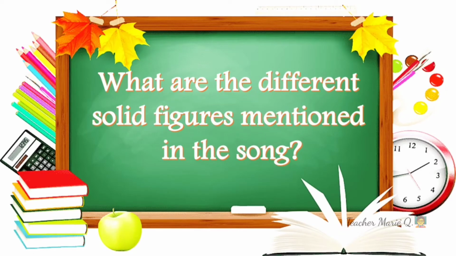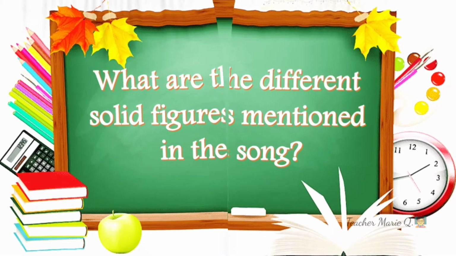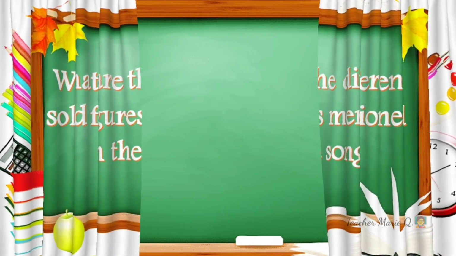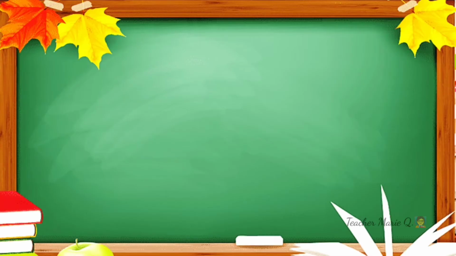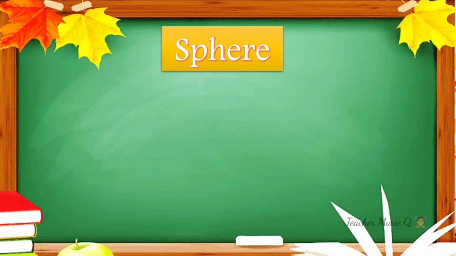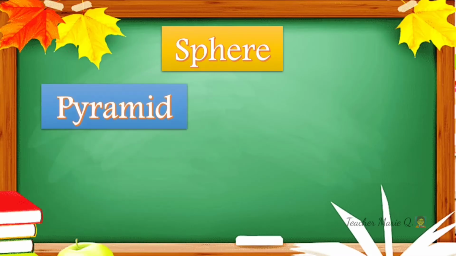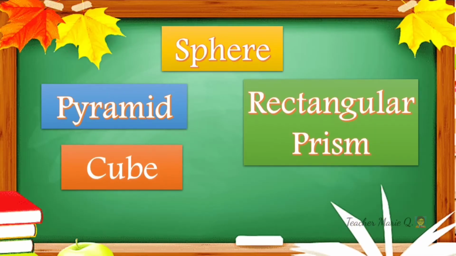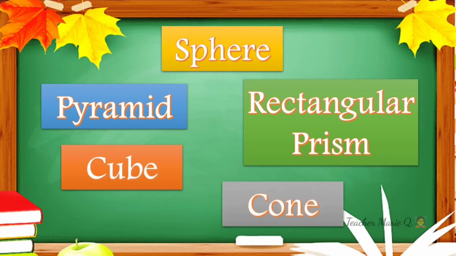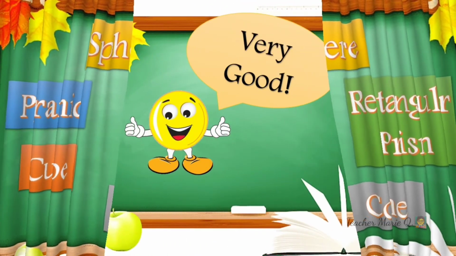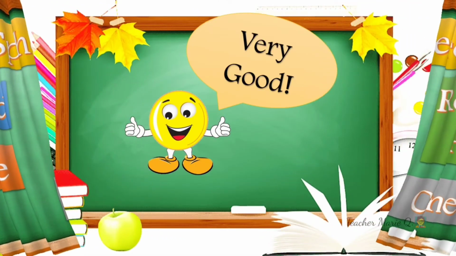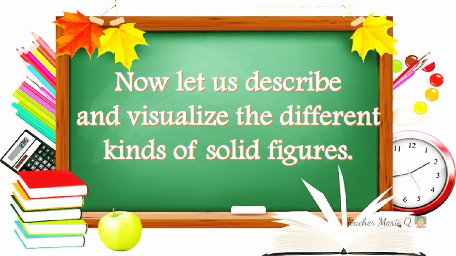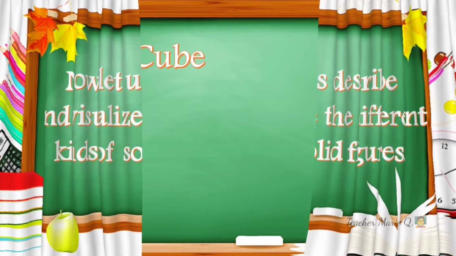Have you enjoyed listening to the song? What are the different solid figures mentioned in the song? Can you give me a name of a solid figure? That's right, sphere. What else? Pyramid. Correct. Cube. Awesome. Rectangular prism. Correct. Cone. That's right. Very good, class. Now, let us describe and visualize the different kinds of solid figures.